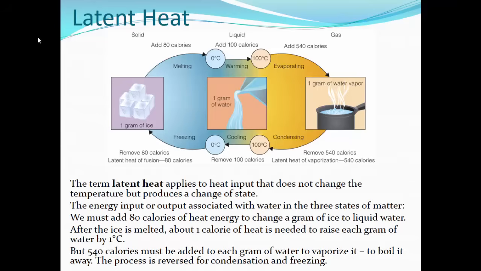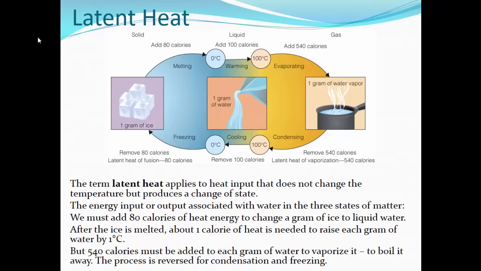Condensation and freezing are the opposite. You have to remove 540 calories per gram of water to get water vapor to go into becoming a liquid. So you release that energy to the atmosphere. So condensation is a warming process. And believe it or not, even though it's a little counterintuitive, freezing is also a warming process, about 80 calories per gram.